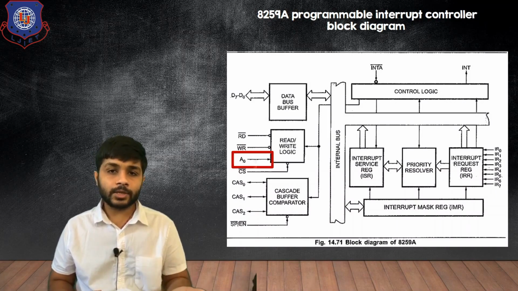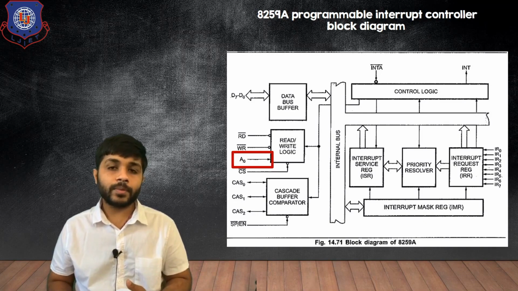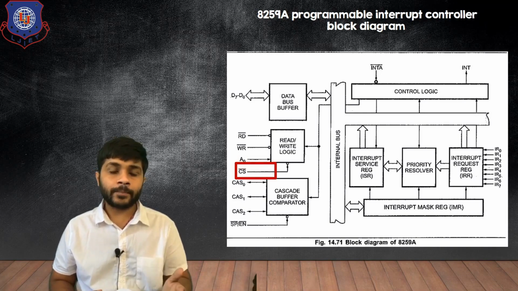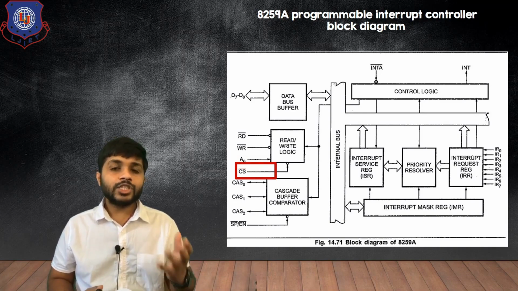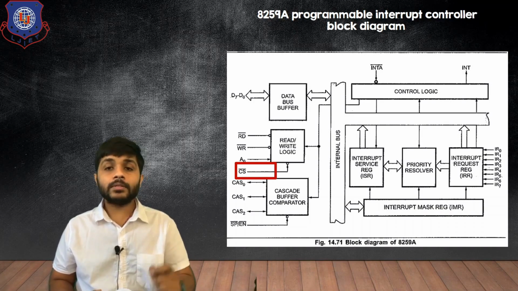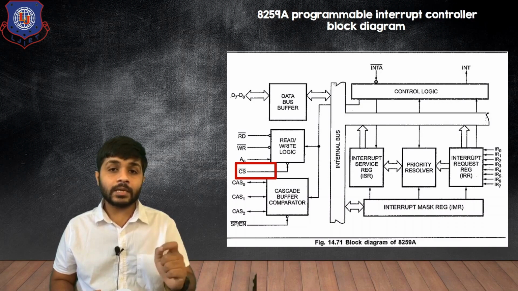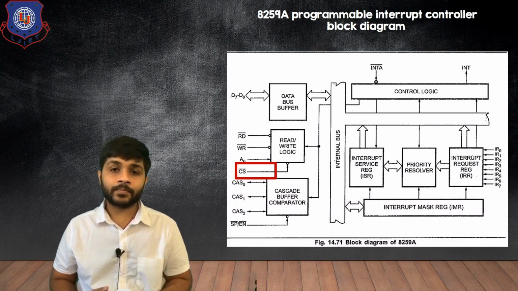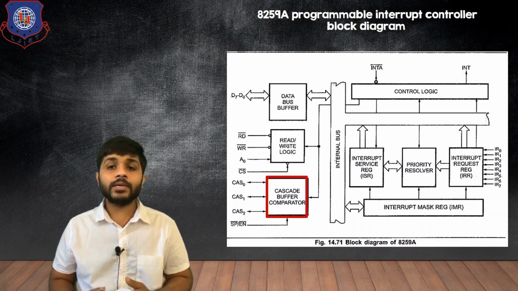Then there is A0, which is the first line of the address bus of the microprocessor, and there is a chip select. What is a chip select? Chip select means if you want to communicate with this chip, the pre-requirement is to send a signal at this chip select pin. The next block is the cascade buffer comparator.